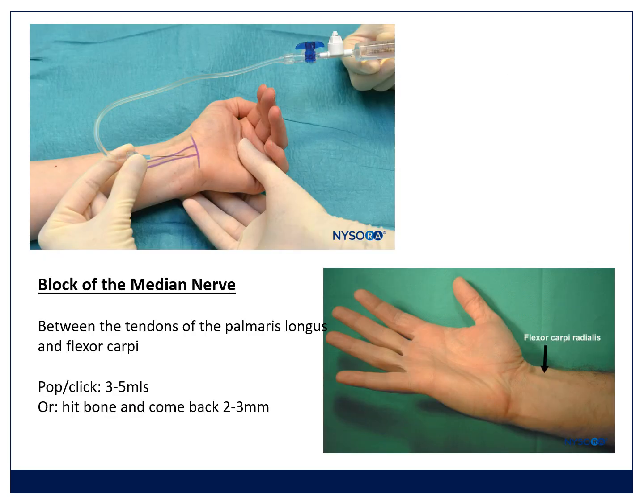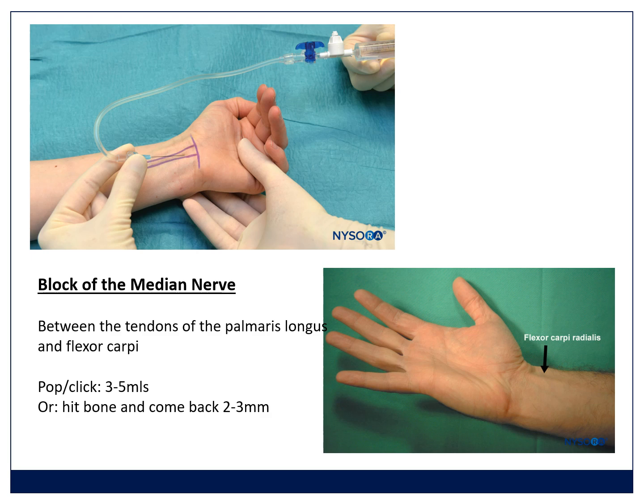The median nerve, also very easy to block. You find the nerve between the tendons of the palmaris longus and the flexor carpi radialis. The flexor carpi radialis you can find by doing what that picture with the green background is showing you, with the tension on the wrist, and it forms a little groove there where you stick your needle between the palmaris longus tendon and the flexor carpi radialis.